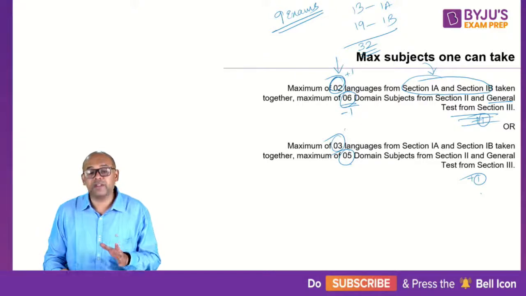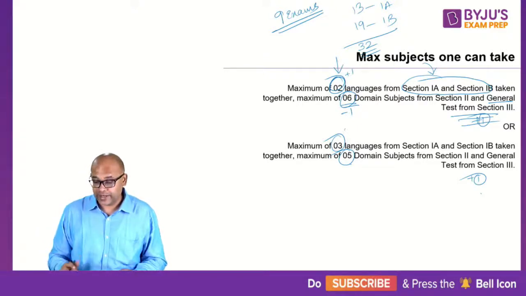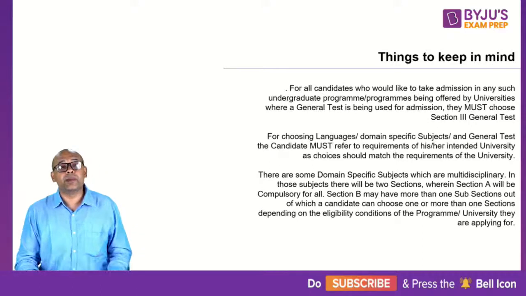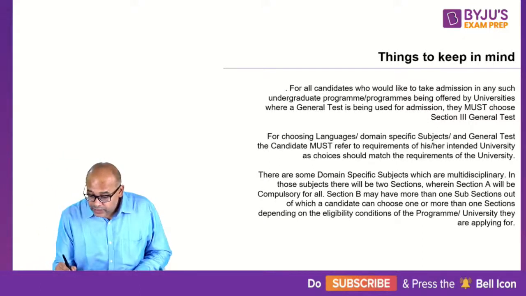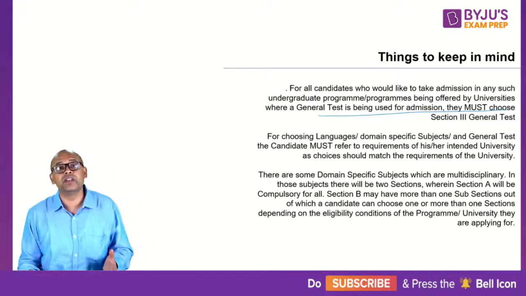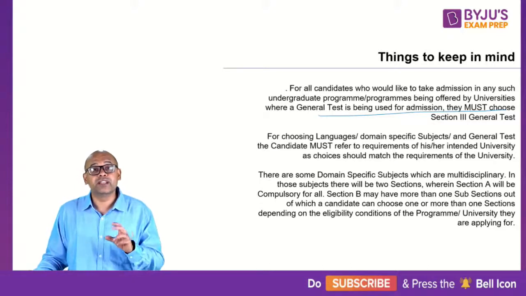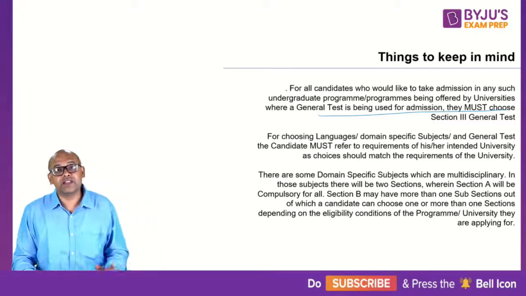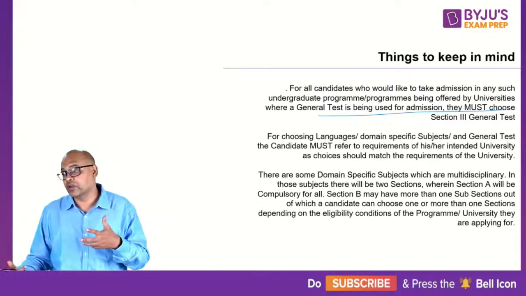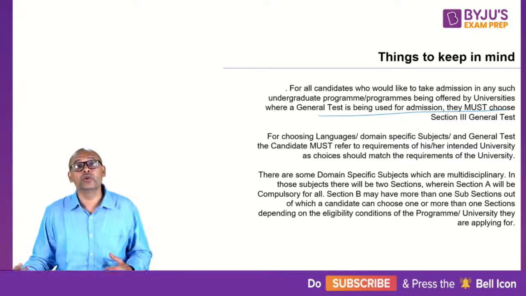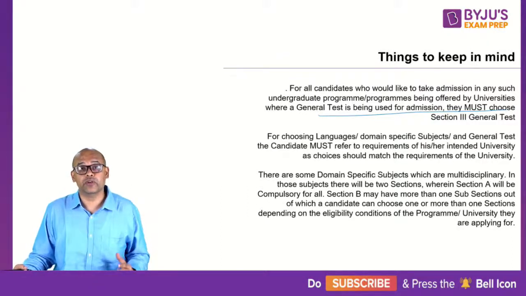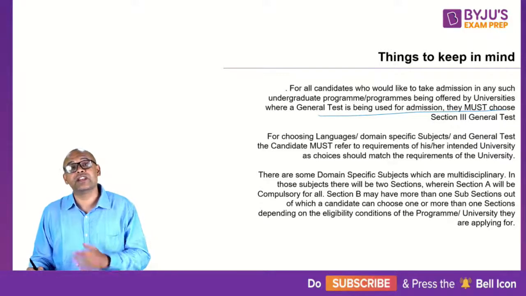So let's move on. So this is the way in which the student can write a maximum of 9 if required. Now, few things to keep in mind. So for all the candidates who would like to take admission in any of the undergraduate programs being offered by the universities where a general test is being administered, they must choose. So obviously by now this is pretty straightforward. ये मैंने सीधा वहीं से copy paste किया है so that there is no change in the word. Basically what they're saying is, if the institute or the college wherever you're trying to go to says aptitude is a must for this program, then aptitude is a must. There's no choice for you. Right? Whenever aptitude is must, that is section 3, it is a must.